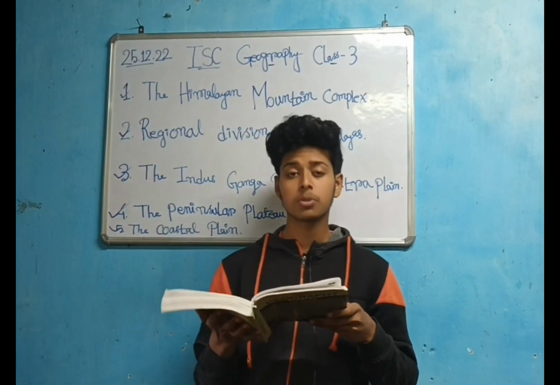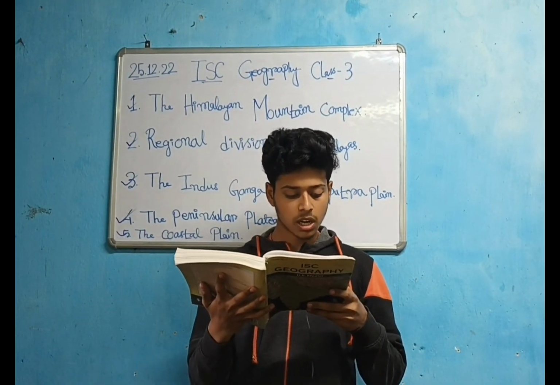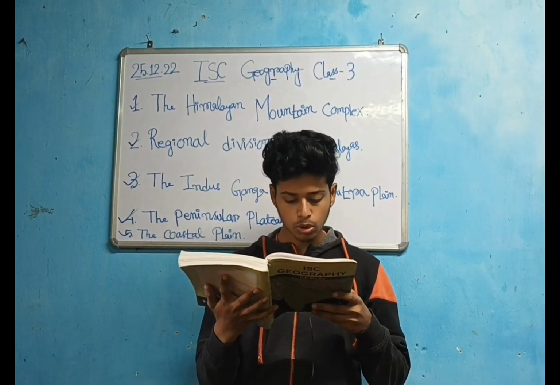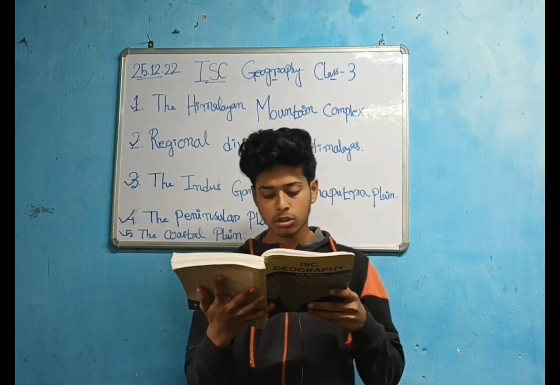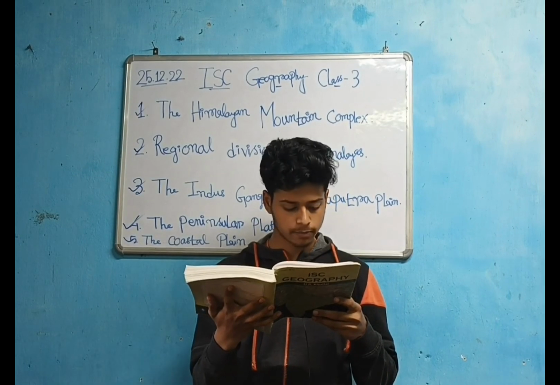What is the difference between the eastern coastal plain and the western coastal plain? The western coastal plain is located between the Western Ghat and the Arabian Sea coast, and the eastern coastal plain is located between the Eastern Ghats and the coast of the Bay of Bengal.